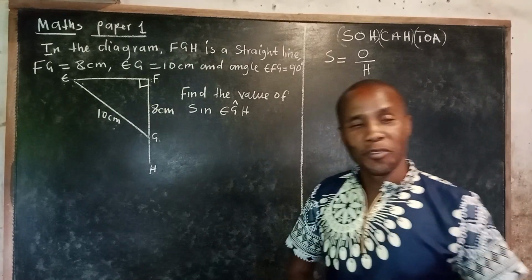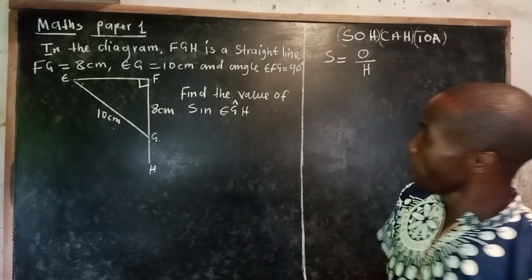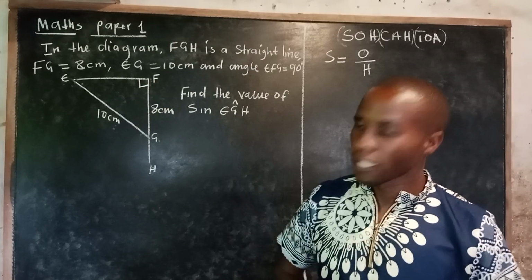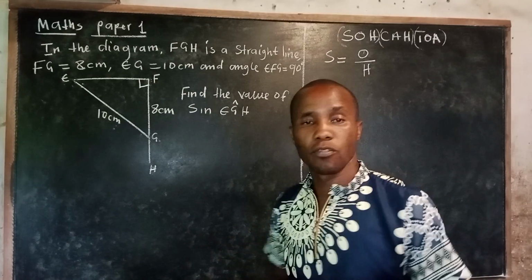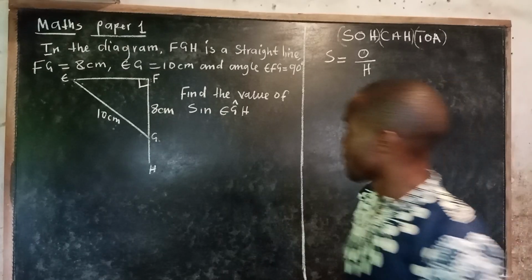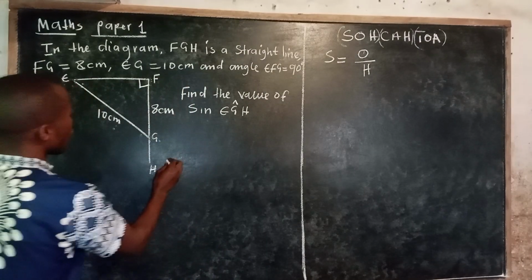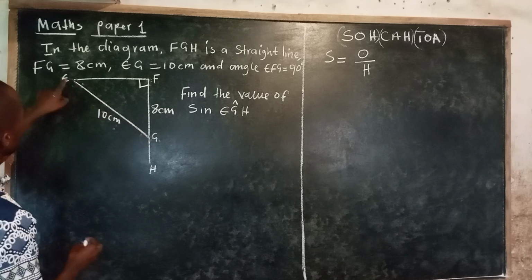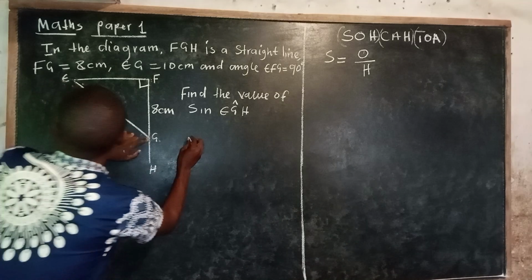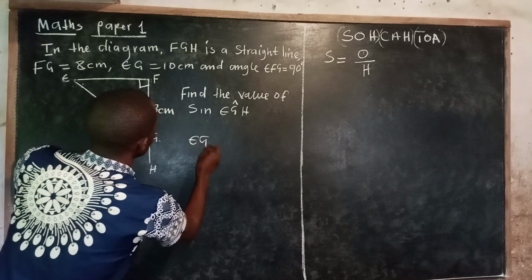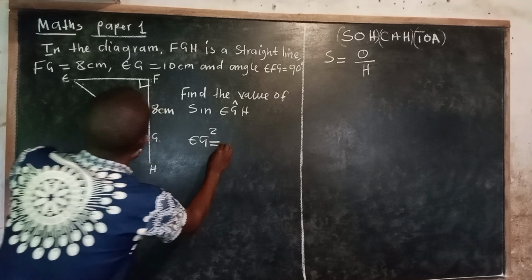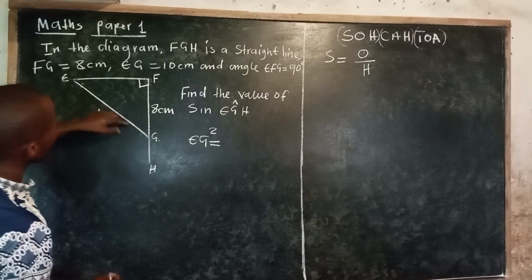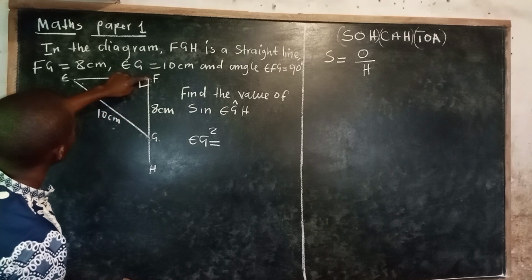Here we are going to use Pythagoras theorem. Why? Because this is a right angle triangle. Simple as that. So let's introduce the formula for Pythagoras theorem. We are saying this is the hypotenuse, so EG squared equals these two sides that we are given. We have this one and this one.